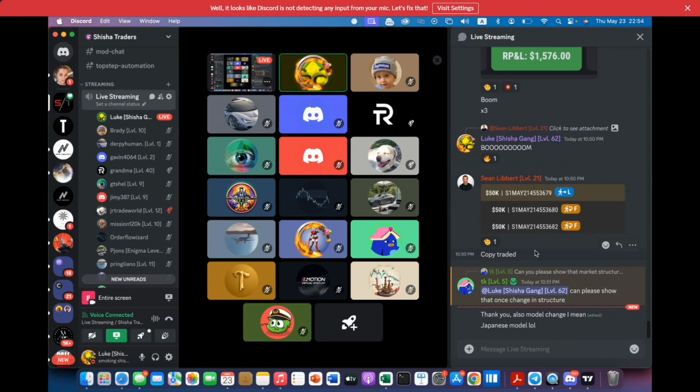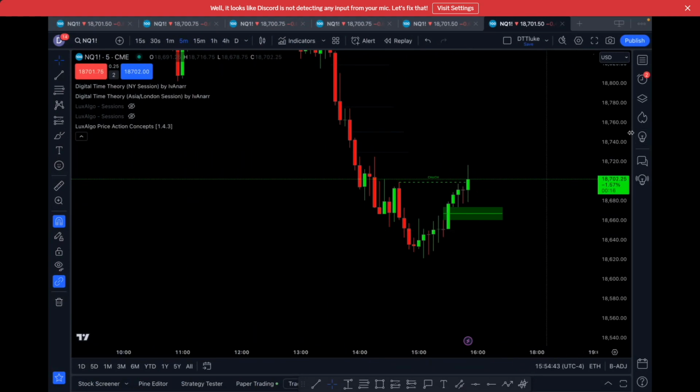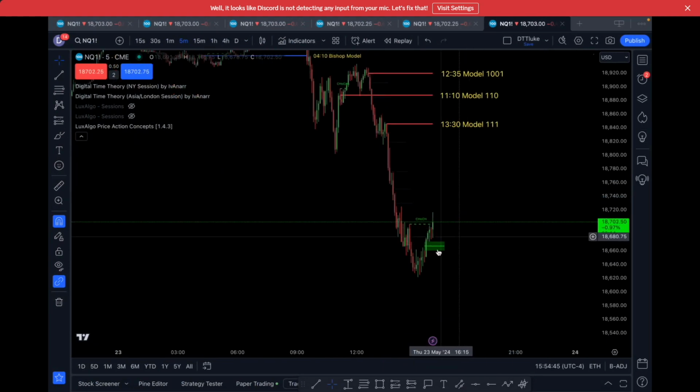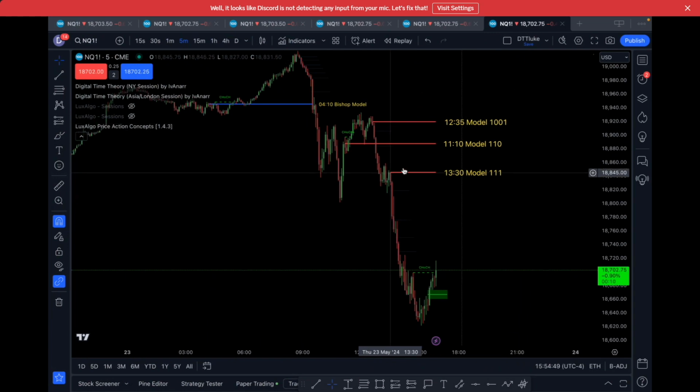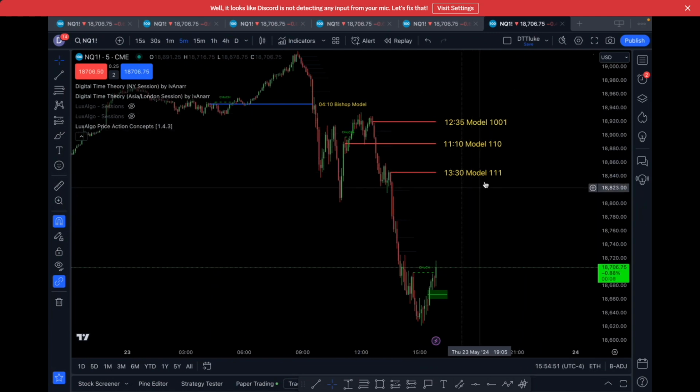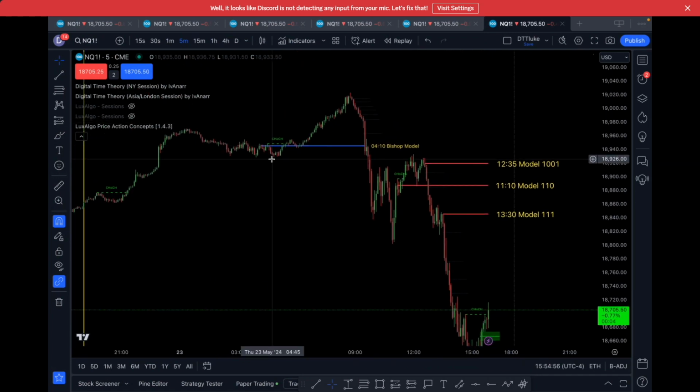For the Japanese models, I'll have to study it better, but I'll teach you guys very soon. Right now, there are no more models, but while you're trading, you can use these. The only thing I can tell you guys is these models, these timings, these candles can be used as hidden liquidity.